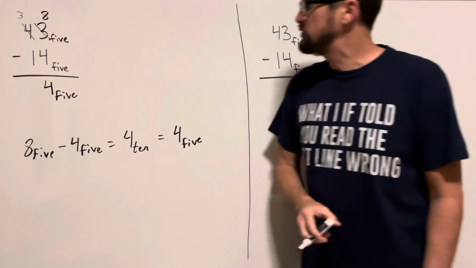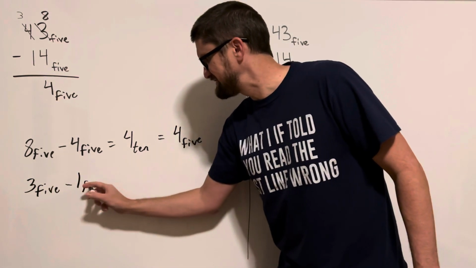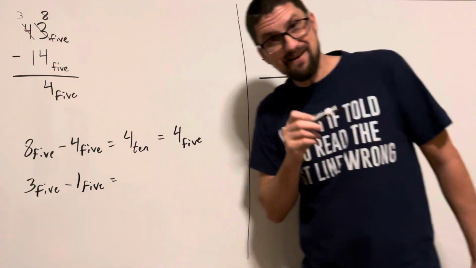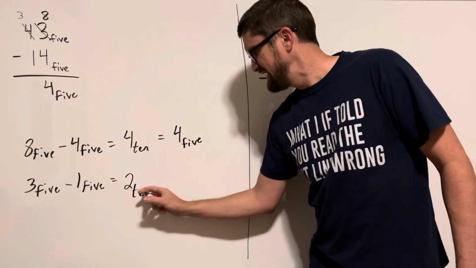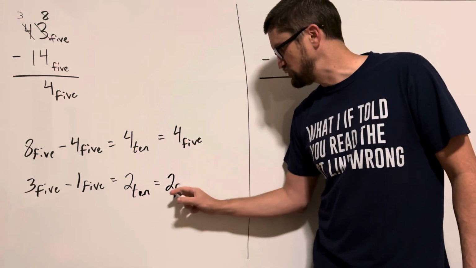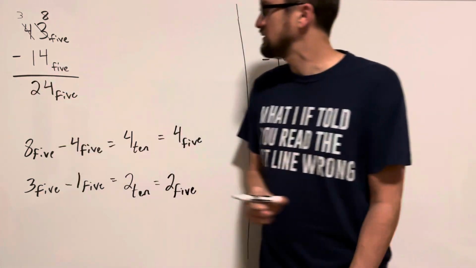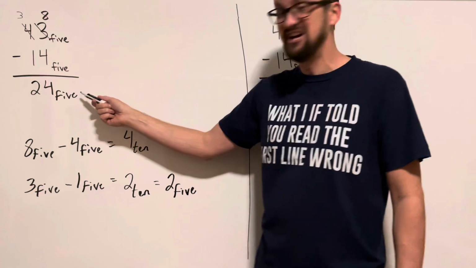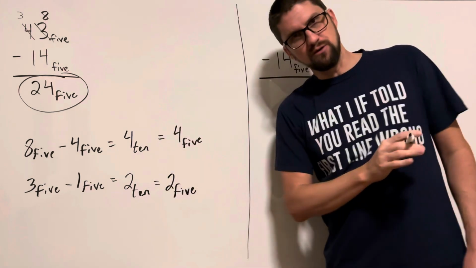And then the next spot, I'm going to do 3 base 5 minus 1 base 5. Subtracting vertically in the 5's place. Again, that's 3 1's minus 1 1, that's 2, so it's 2 base 10. And again, since I don't have any groups of 5, 2 base 10 is the same thing as 2 base 5. So this 2 is going to go right here. So 4, 3 base 5 minus 1, 4 base 5 is going to be 2, 4 base 5. That is one way of doing it.